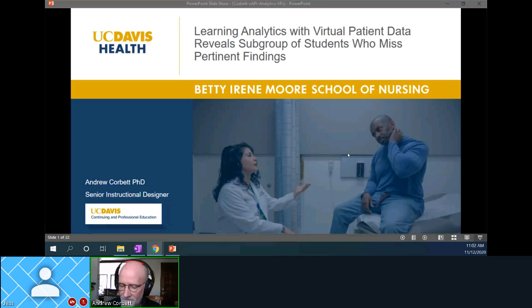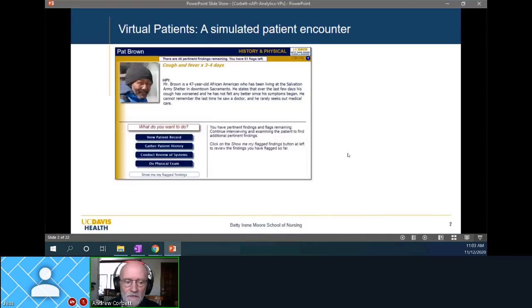So, let me define a virtual patient. Basically, you're creating a simulated patient encounter on the computer, where, to the extent possible, there are many different levels of fidelity that you could do with this, but to the extent possible, you're trying to present the student with the same problem they would have if a patient was in front of them, where they have basic information about why they're there, but then they have to go through a process of discovery.